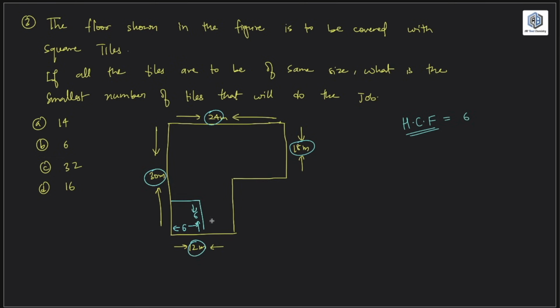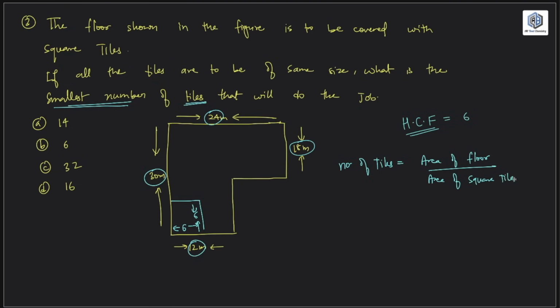Now they are not asking the size of the side of the square, they are asking for the smallest number of tiles. The smallest number of tiles will only come if you take the highest common factor tiles. Then only you will get the smallest number of tiles. So now you have to find the area of this and divide that by the area of the square tile. So number of tiles will be area of floor divided by area of square tile.